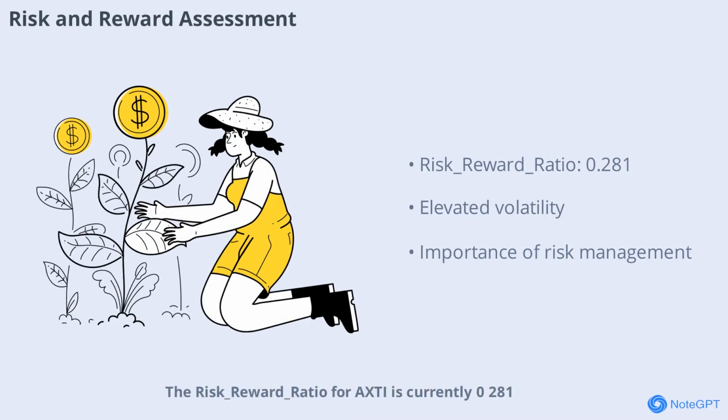Risk-reward ratio for AXTI is currently 0.281, suggesting that while the upside has been strong, the risk of a pullback is also present. With volatility elevated and the stock near resistance, traders should weigh potential rewards against the possibility of a correction. Proper risk management, including stop-loss strategies, becomes even more important in such environments.